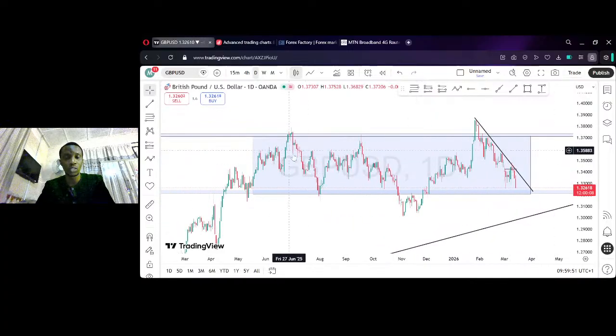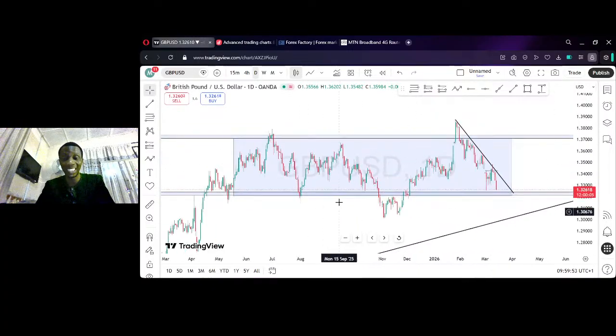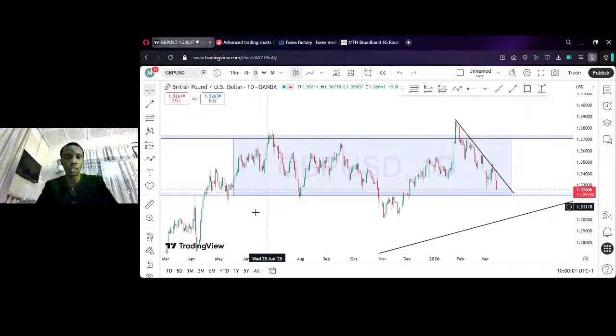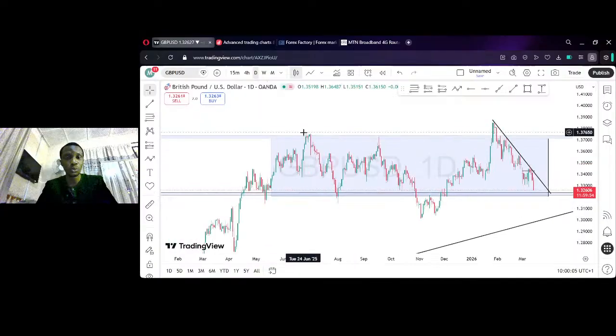For now, we can see that even on GBP/USD, oh man, the network, just wait. Okay, it's back. So now on GBP/USD, we can see that GBP/USD too is in a range.